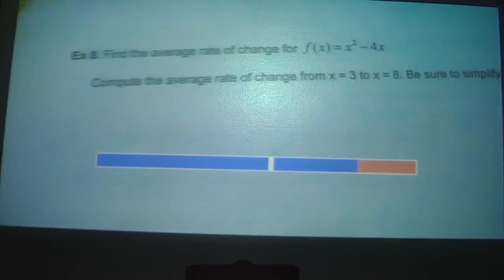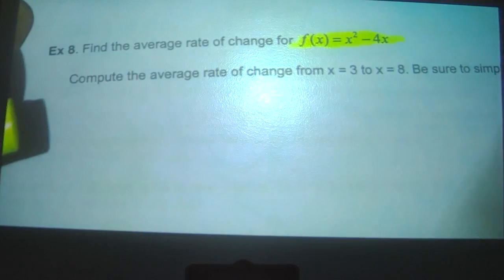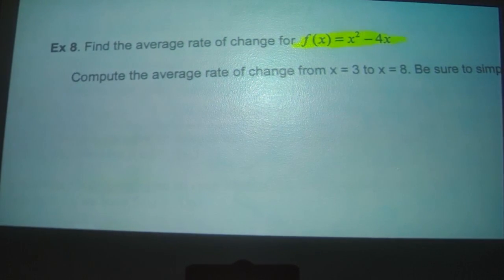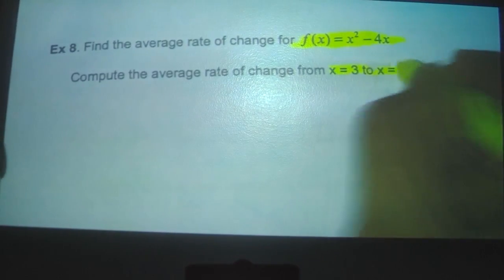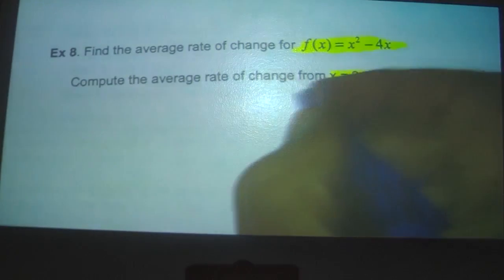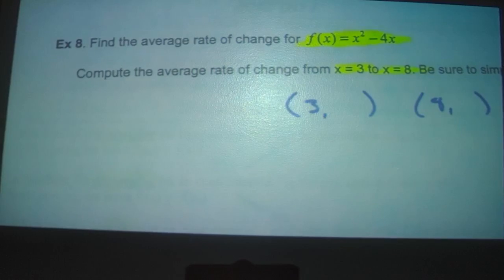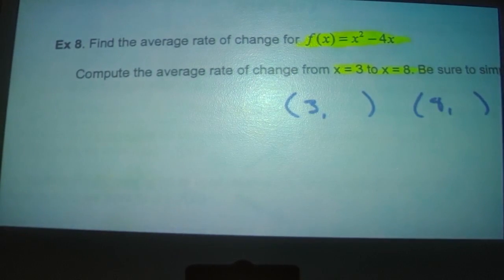Okay, I want to show you one more of those real quick. See if you can't do this one. Take 1 second. I've got a new function. I want to find the average rate of change. I've got x squared minus 4x. And now this time it's where x is 3 and x is 8. How do I find the average rate of change? So take a second. Find the average rate of change from 3 to 8.